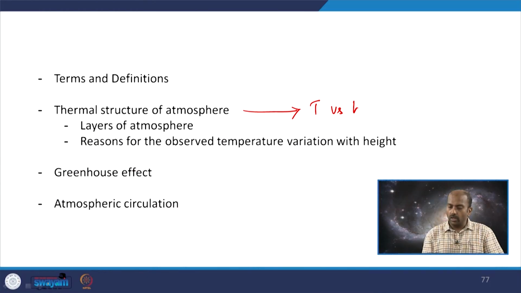Okay. Now, we will try to see how the classification is done and what are the salient features of each of these layers, and physically speaking, where do we come across these different layers or different phenomena, we will try to understand. So, to begin with, we will try to see various terms and definitions which are very basic and very much relevant for the discussions that we will have in this lecture. Then we will try to see the thermal structure of atmosphere. The thermal structure of atmosphere generally means the variation of temperature with respect to the height.